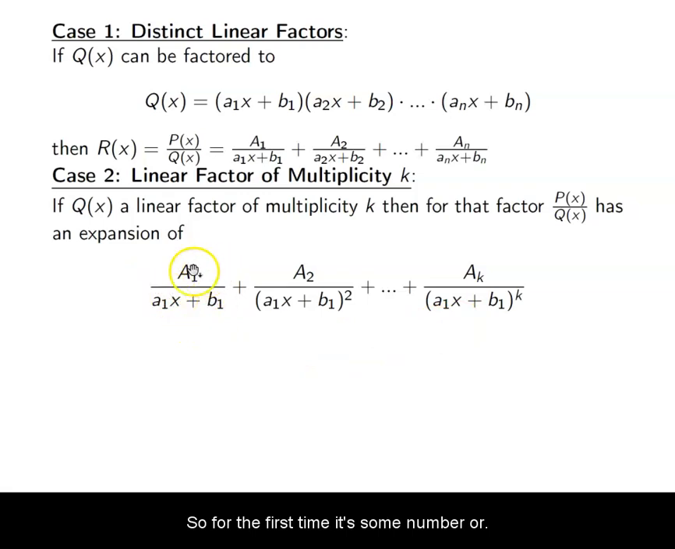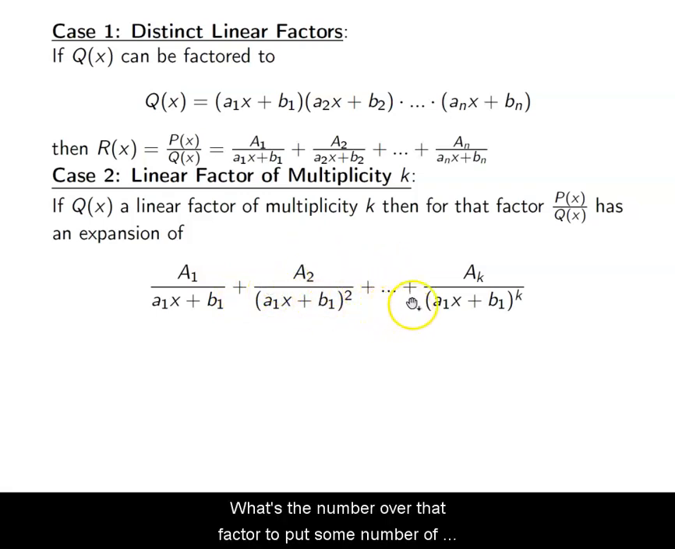So for the first term, it's some number over that factor, plus some number over that factor squared, plus some number over that factor cubed, plus some number over that factor to the 4th power, and so forth, up until whatever that multiplicity is. So if it has a multiplicity of 2, you would only write it twice, right? You would only go up this far. If it had a multiplicity of 3, you would have an a3 over that factor cubed, right? So you're kind of building yourself up to the multiplicity when there's multiplicity.